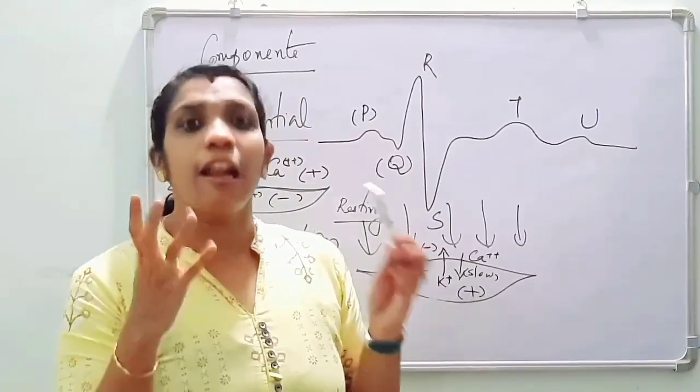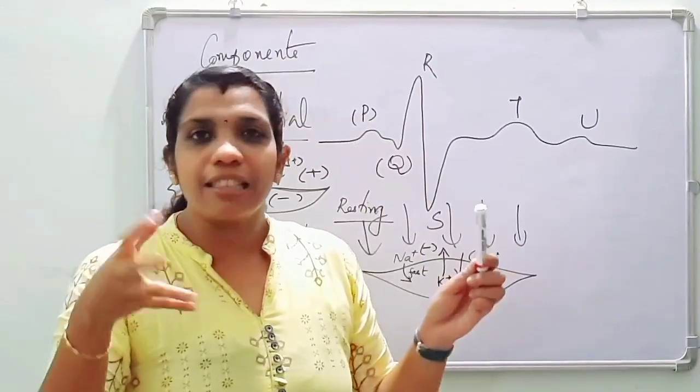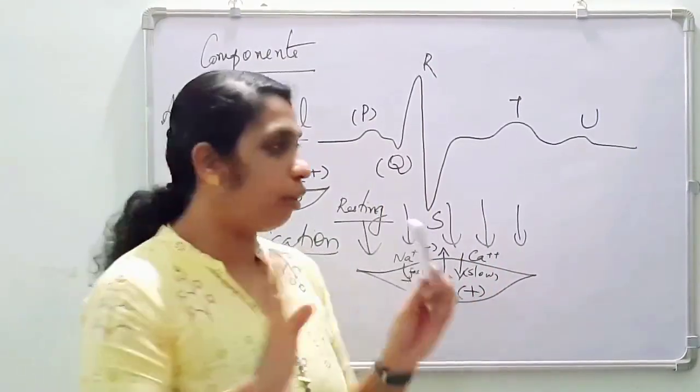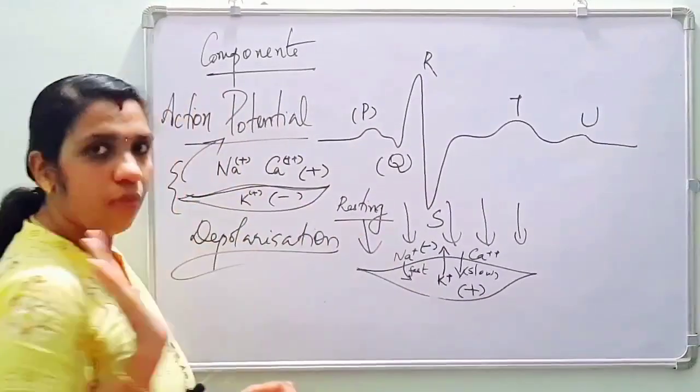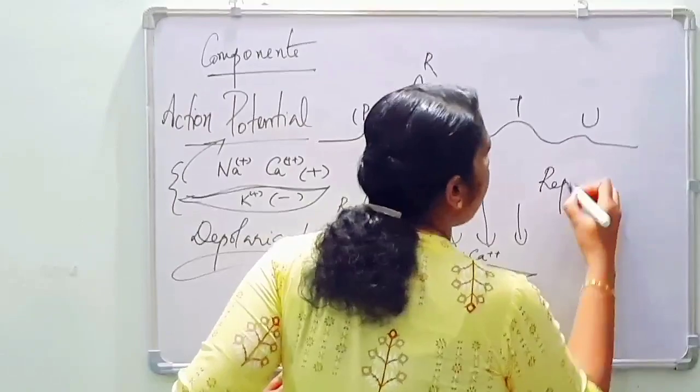So there will be production of electricity. Understand? Electricity. And this electricity will be caught in the electrodes of the ECG. Understand? So this is depolarization.